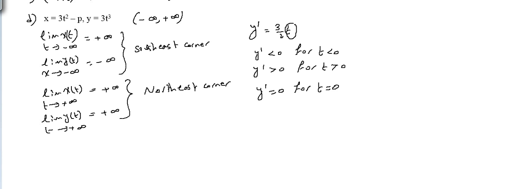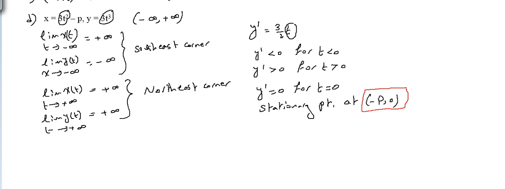Hence, we have a stationary point at minus p, 0. For this stationary point, t equals 0, substituting gives x equals minus p and y equals 0. At this stationary point, we have a horizontal tangent at that point. Let's see.